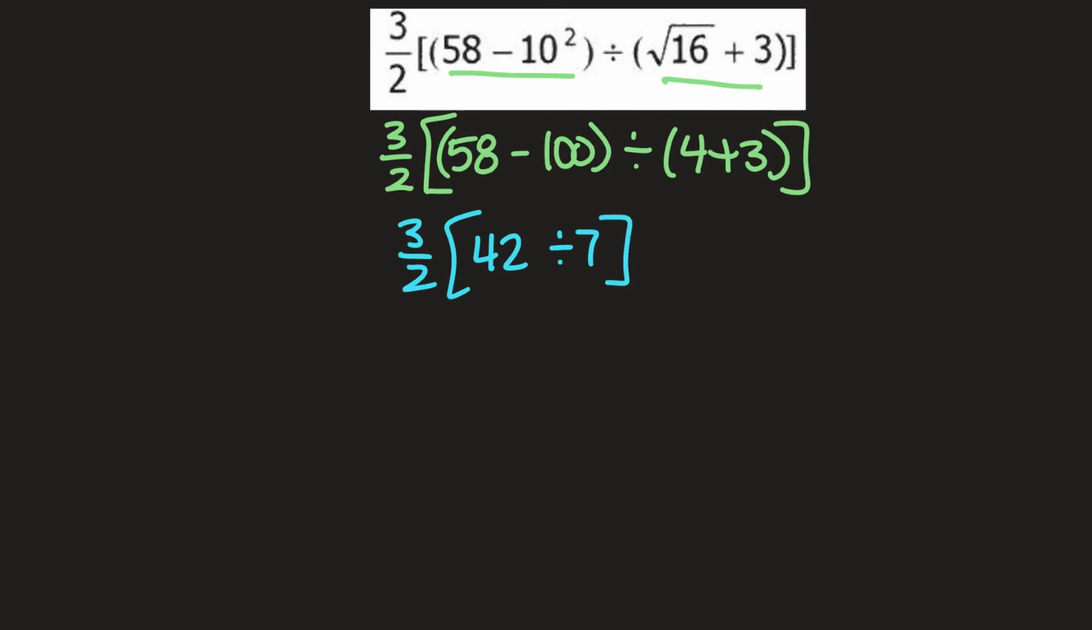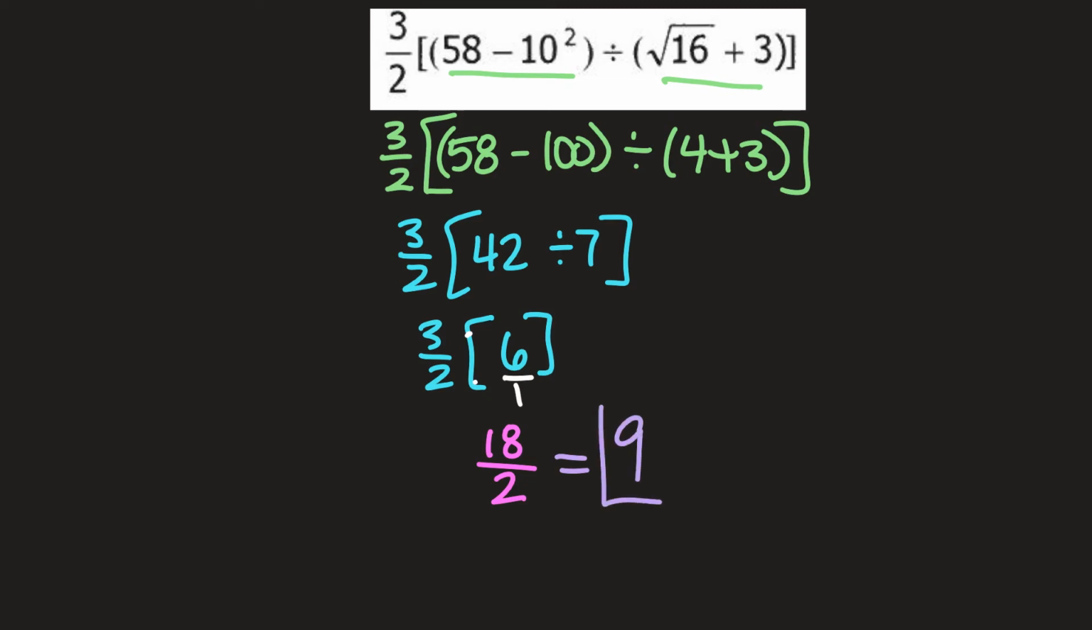So then parentheses again. So 3 over 2, 42 divided by 7 is 6. So remember, when you multiply fractions, you multiply straight across. 2 times 1, 3 times 2. So 3 times 6 is 18. 2 times 1 is 2. And these are evenly divisible. So 18 is evenly divisible by 2. So 18 divided by 2 is 9.